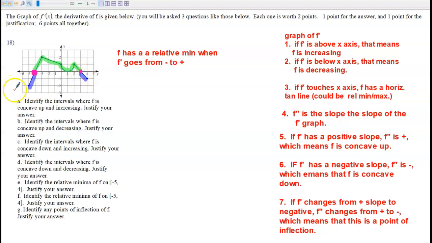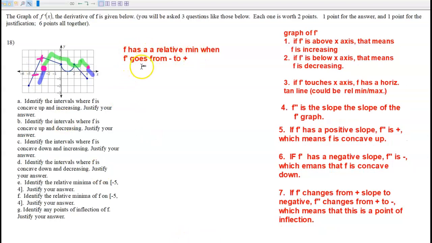Remember, we always think as we go from left to right. So if I'm moving from the left to right, this is the one that goes from negative slope to positive slope. And so that point right there is a point where we'll have a relative minimum. And so we would say f has a relative minimum when f prime goes from negative to positive. This happens at x equals -4. So that's our answer to part D.